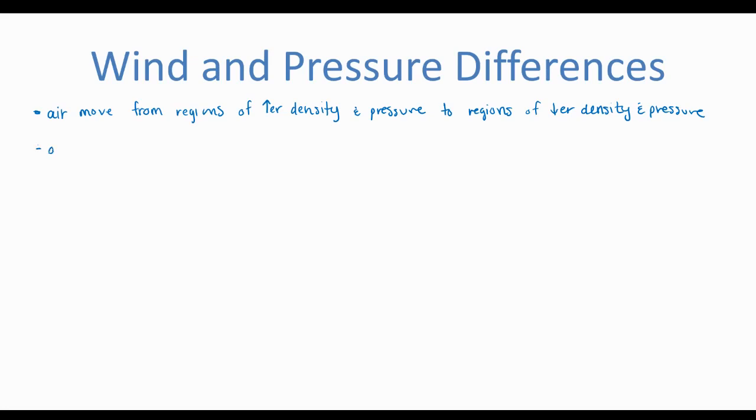These density differences are created due to the Earth not being heated equally by the sun. So they're produced by the unequal heating and cooling of Earth.